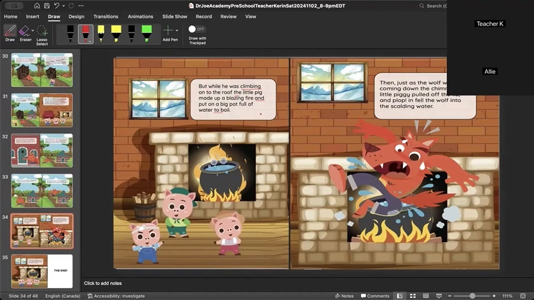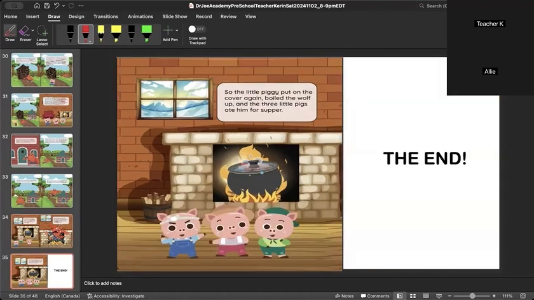But just as the wolf was coming down the chimney, the little piggy pulled off the lid, and plop, in fell the wolf into the scalding water. Scalding. What does scalding mean? Like hot, boiling. Can you say that word again? Scalding. Yes, good job. It's like hot water, boiling hot water. All right, on to the last page.